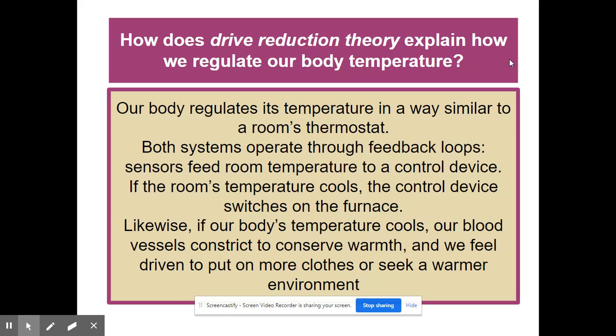So how does drive reduction theory explain how we regulate our body temperature? Here is a slide, for example, that tries to best explain that. And I'll give you a little chance to take a look at how our body tries to regulate that homeostasis when our body's hot and how we try to cool down and so on. A need is a requirement. It is a necessity. What is a want? A drive forces or a compulsion that leads to our actions.